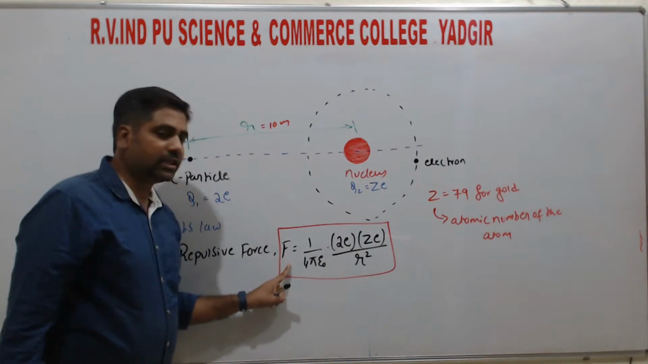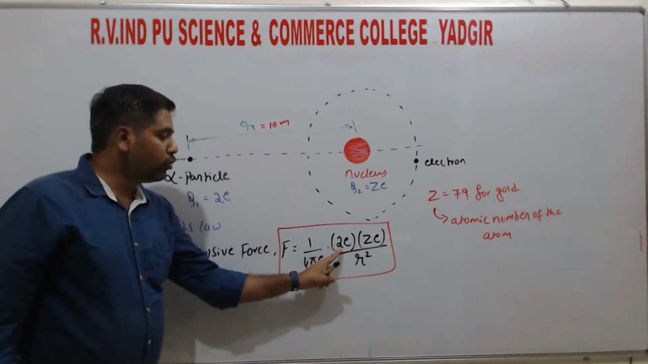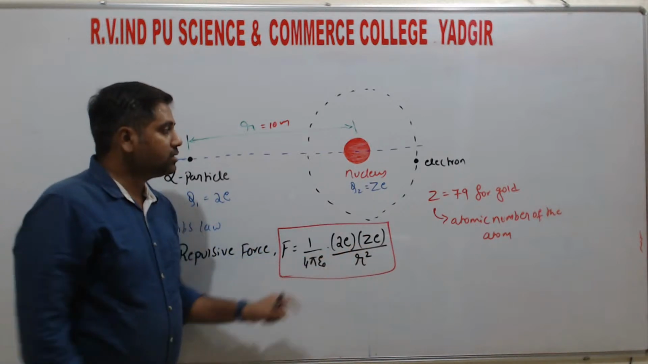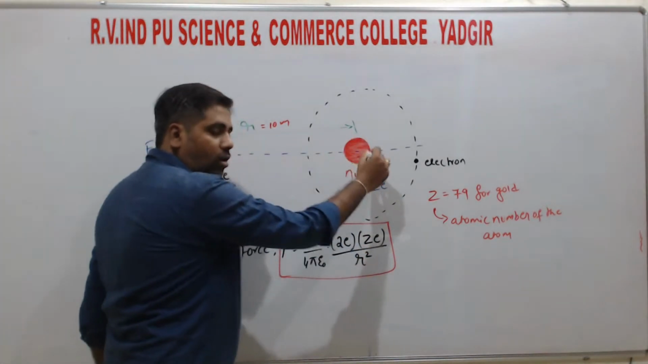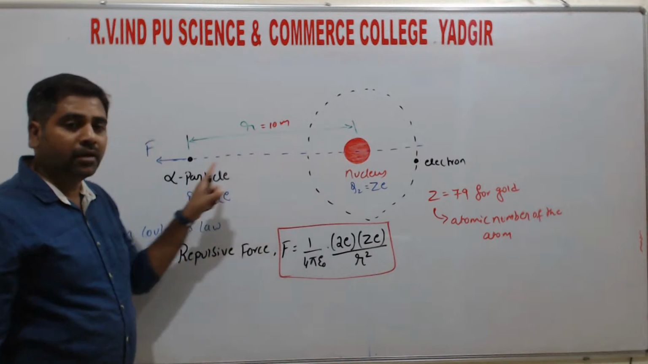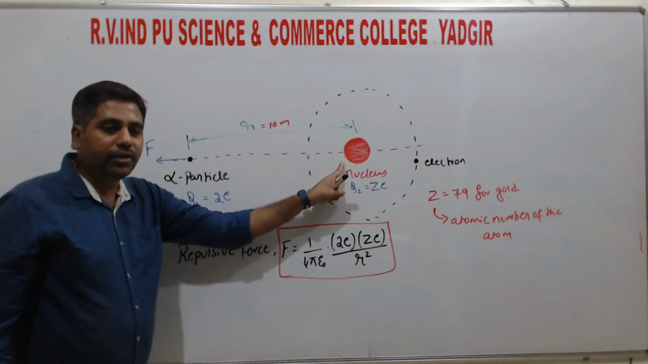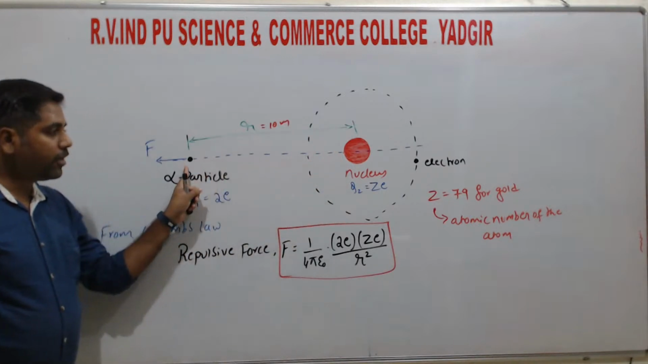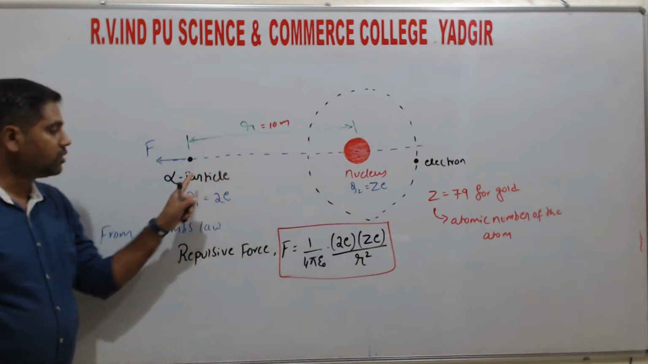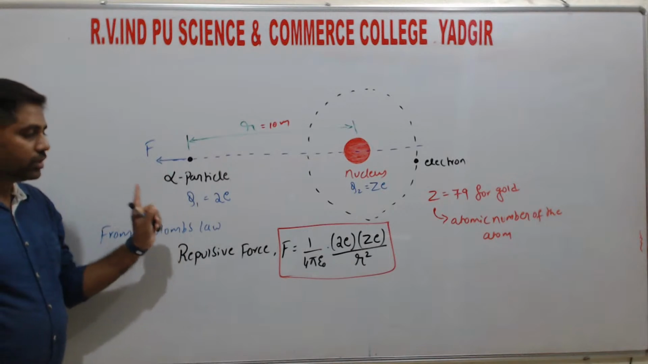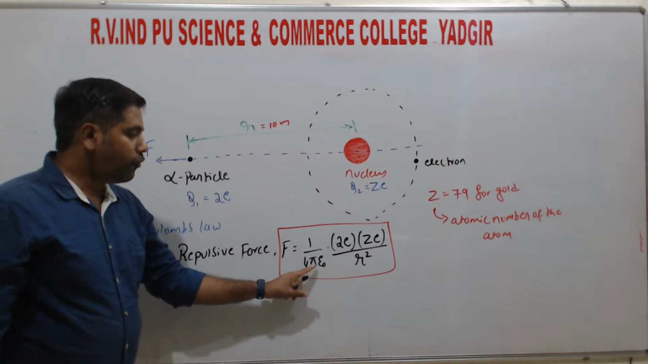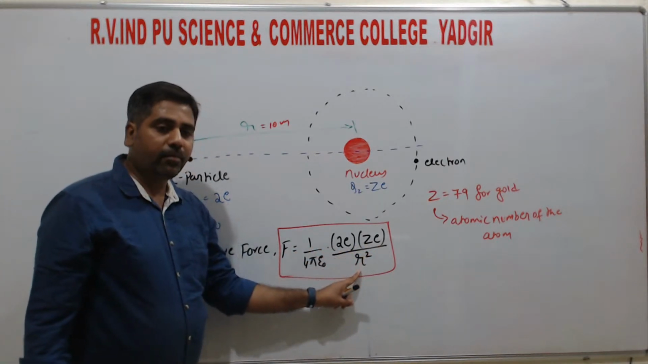right? So here we have the force F equals 1 by 4 pi epsilon naught into 2e Z e divided by r square, where Z is the atomic number of the atom. As the nucleus is very large compared to the alpha particle, that is, it's heavier than the alpha particle, for that reason, considering the nucleus as stationary, as the alpha particle approaches near to the nucleus, a strong repulsive force is exerted by the nucleus on the alpha particle. That repulsive force is given by Coulomb's law of electrostatics, that is F equals 1 by 4 pi epsilon naught 2e into Z e divided by r square.